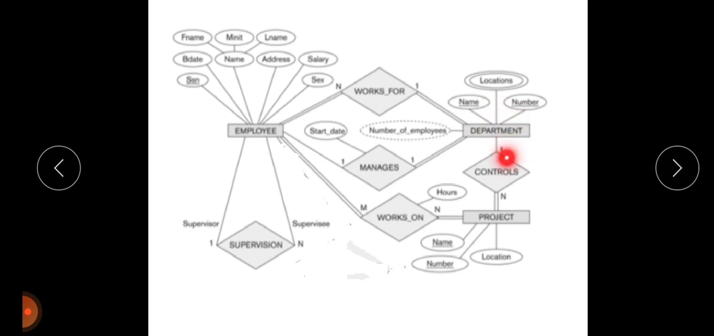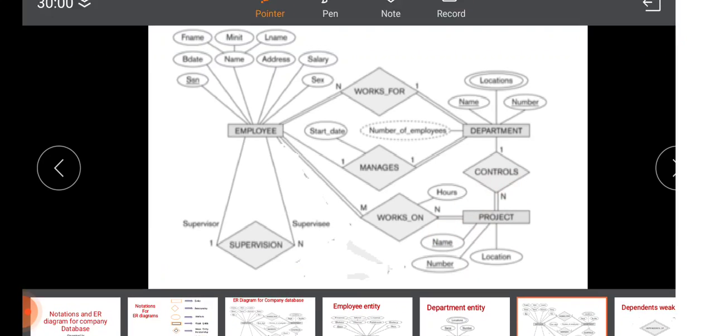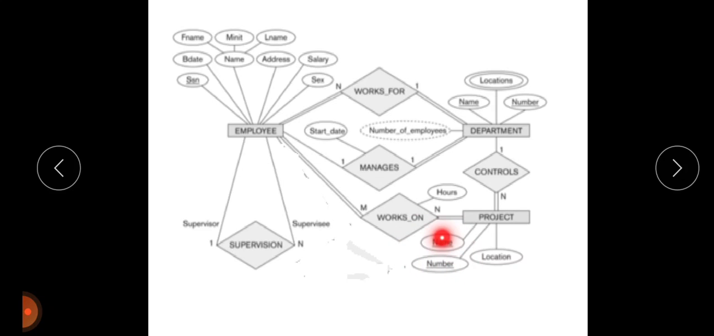Department controls: any one department controls many projects having project name, project number, location. Name and number are key attributes. Location is a common attribute. This is a view for employee, department, project. These are all the entities, strong entities.